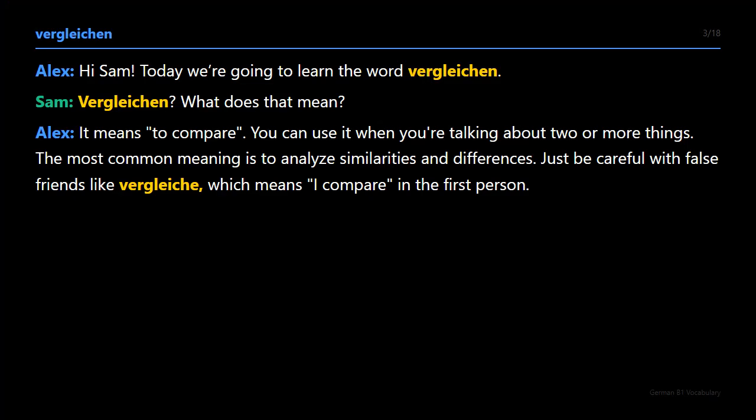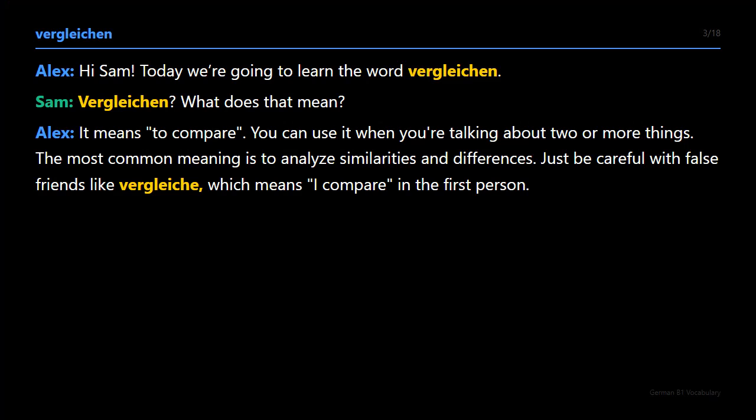Today we're going to learn the word vergleichen. What does that mean? It means to compare. You can use it when you're talking about two or more things. The most common meaning is to analyze similarities and differences.